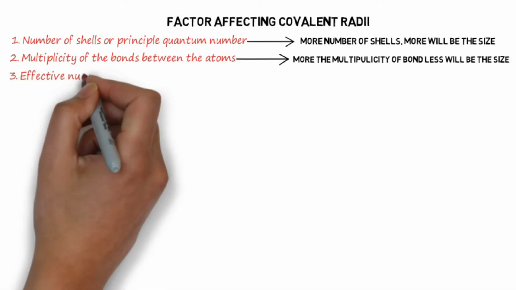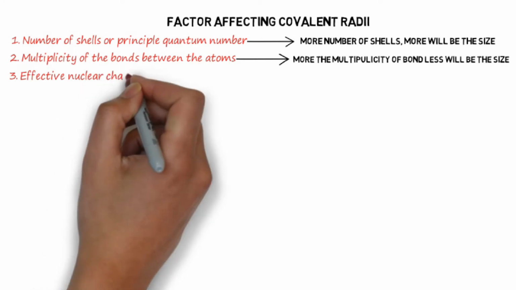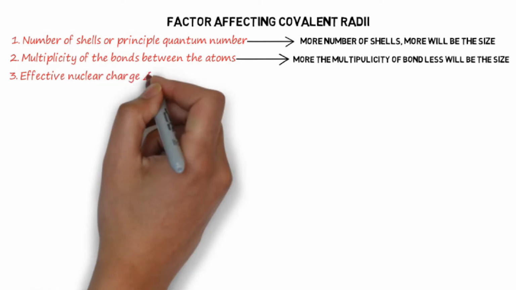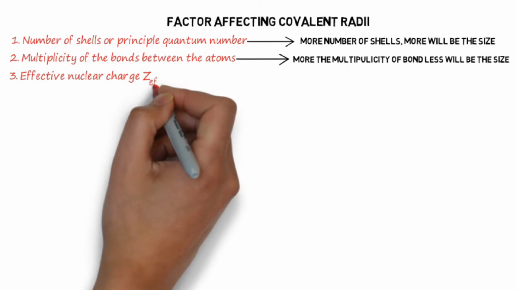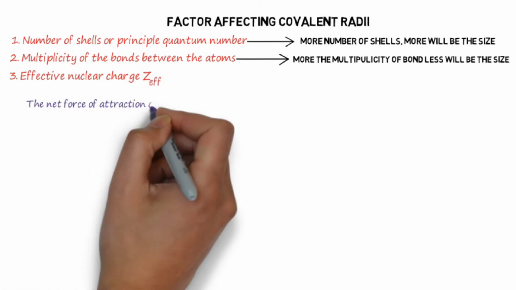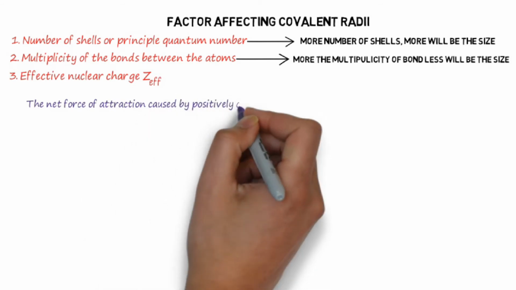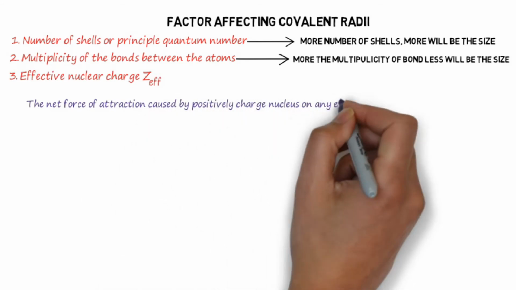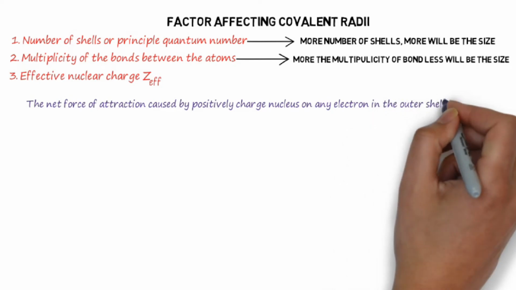The third factor on which covalent radius is dependent is effective nuclear charge. Let me explain effective nuclear charge. It is defined as the net force of attraction caused by the positively charged nucleus on any electrons in the outer shell.